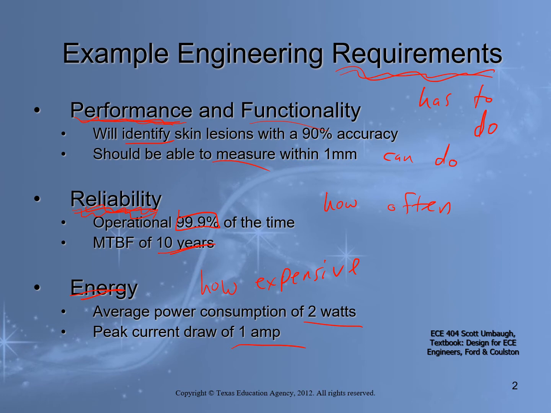For example, you could have a weight requirement where you have to have it under a certain thing. You could have a size requirement. You have to make it smaller than 3 feet tall. There's an unlimited number of these, but here's some examples. So the main thing to take away here is a requirement is what it has to do, what the goal of the technology, the invention is.